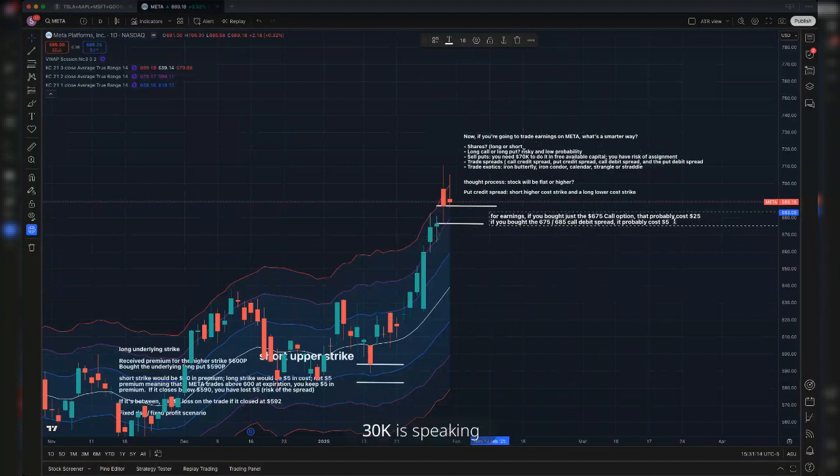All right, so it probably would have cost $5, and so Meta would have gapped up in the morning, right? Traded way up here to 710. You could have sold probably for an 80 or 90% gain on your option, and you would have crushed it.